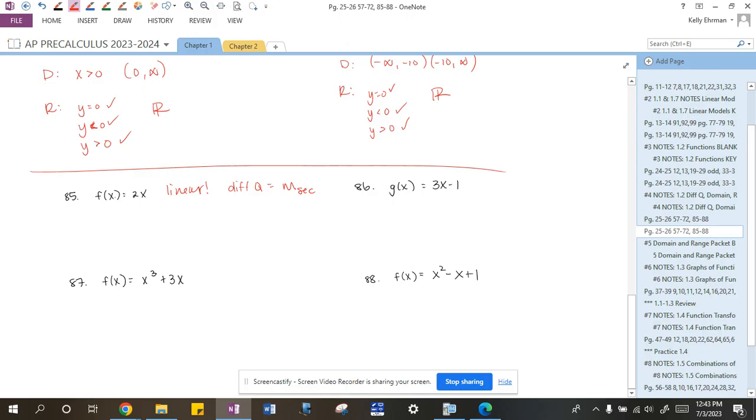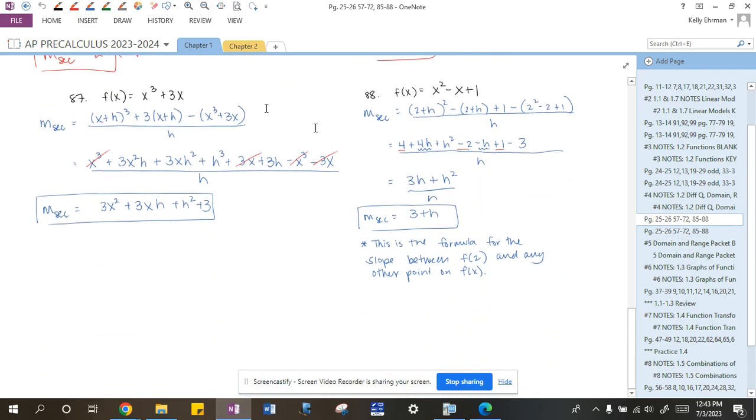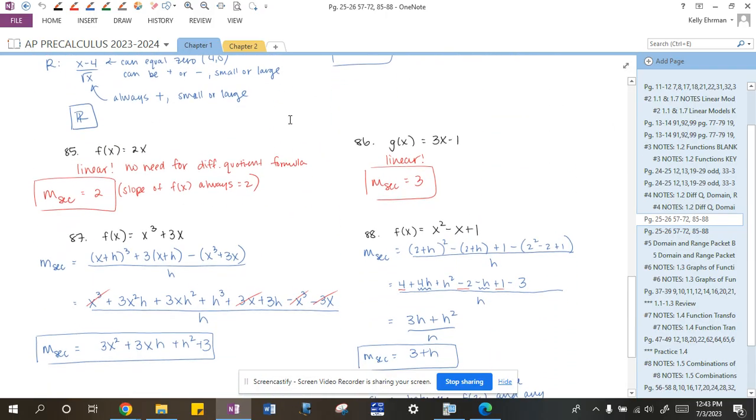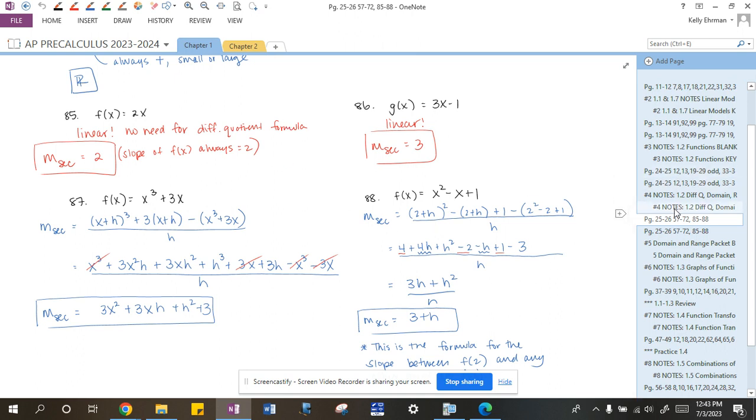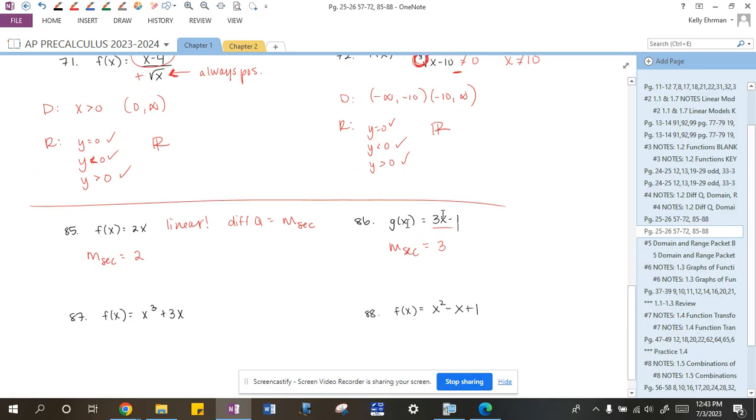So what is the slope between any 2 points on the line 2x? The slope is equal to 2. Now, if you do the difference quotient, I guess I didn't do it, but if you do the work, you should get 2 in the end. Same thing with this one. This is linear. The slope between any 2 points on this function will be 3 because it's a linear slope.